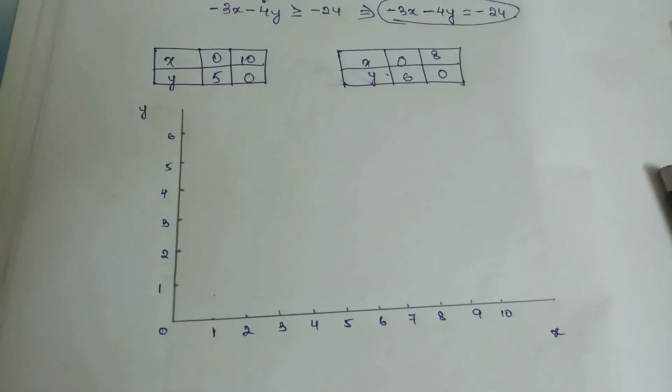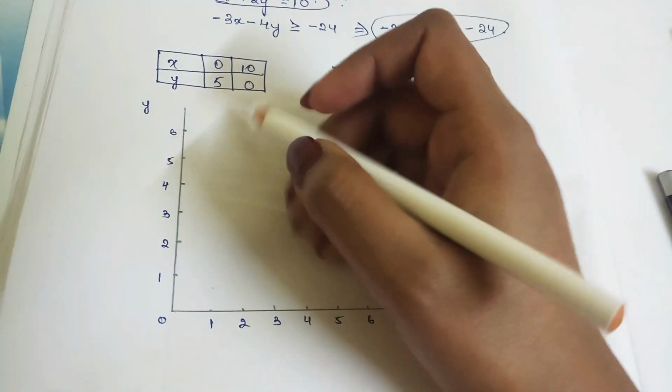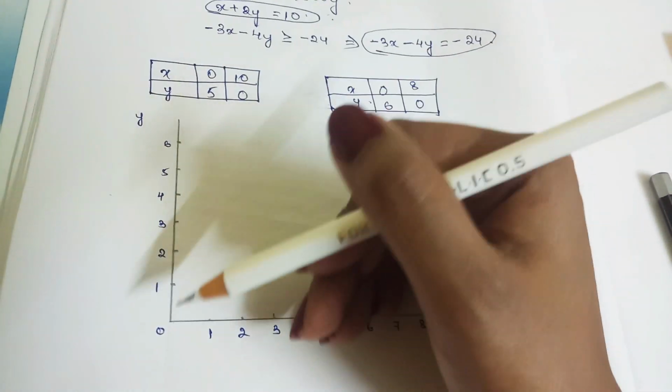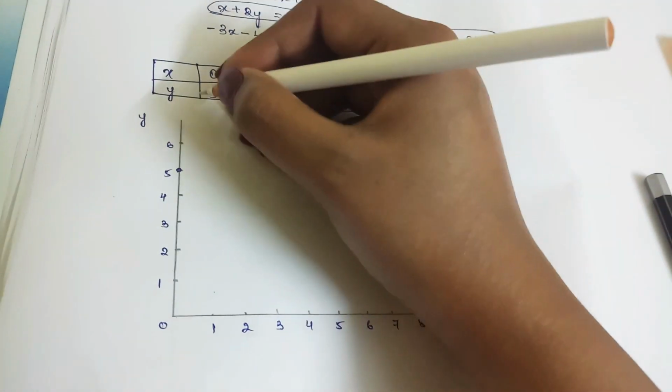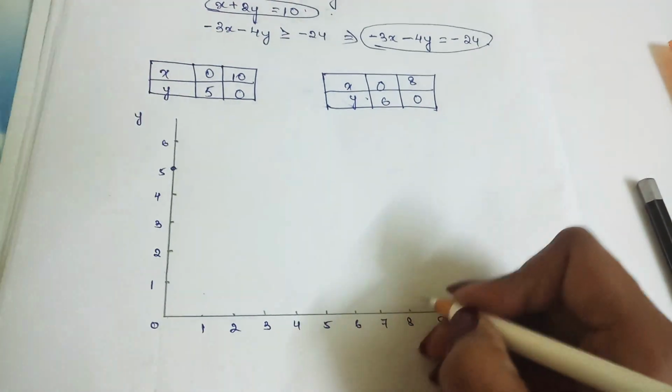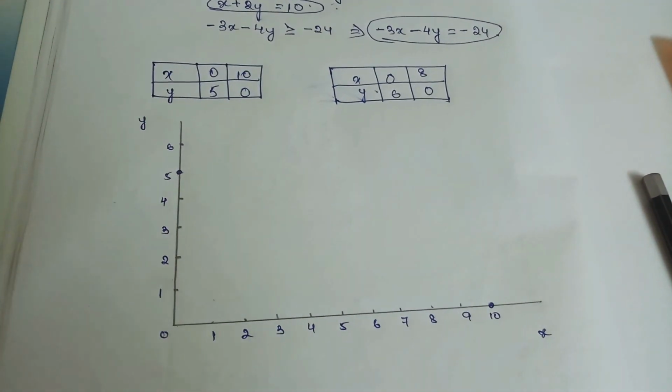Okay guys, as you can see, I have plotted the graph. Now let's see the first coordinate, that is when x is 0, y will be 5, means this point, and when y is 0, x will be 10, means this point. So let me just join the two points.